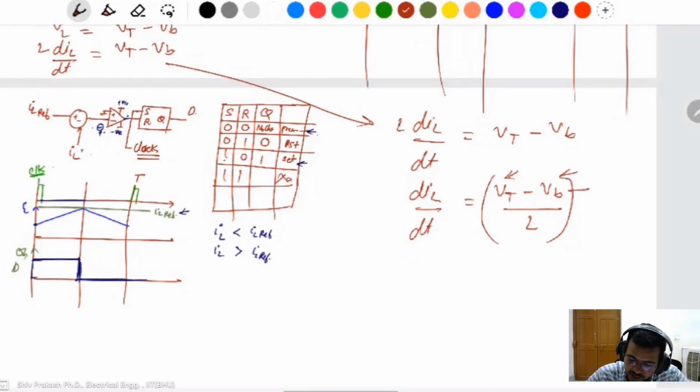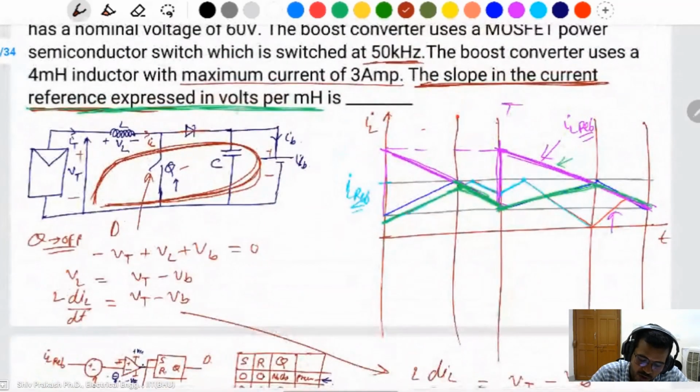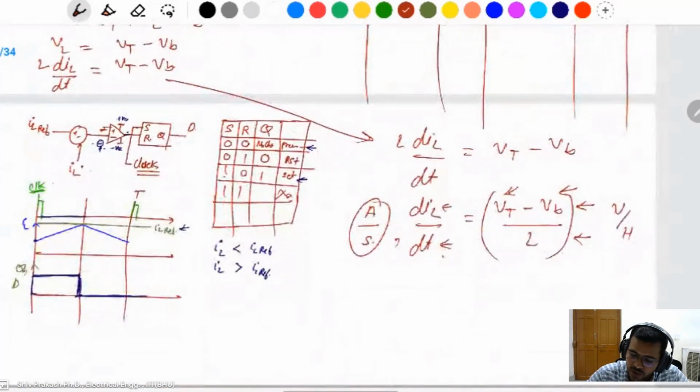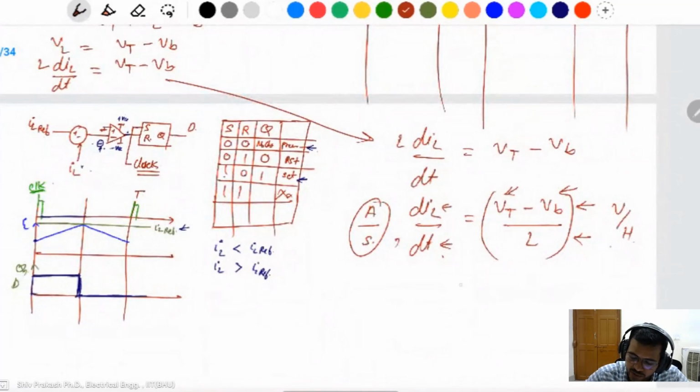This is the voltage, and this is the inductor. Then you can say that this one is the voltage V by inductor Henry, and it is also known as the IL. This is the current, this is the time, ampere per second. You can also say that. But this question is asking about volts per millihenry. It's the same as the volts per millihenry, means you can put the value here.